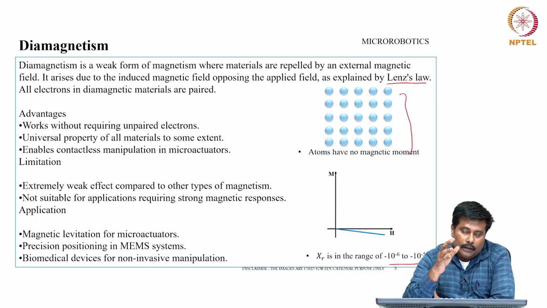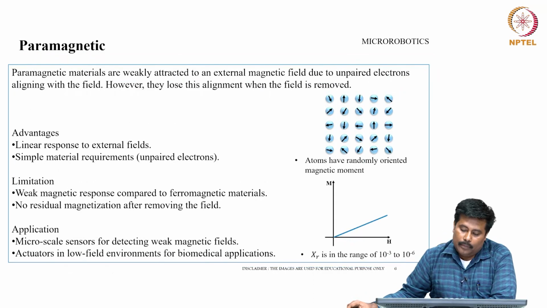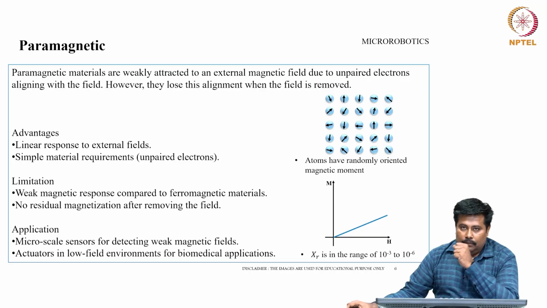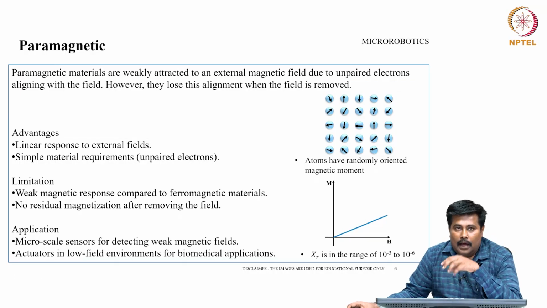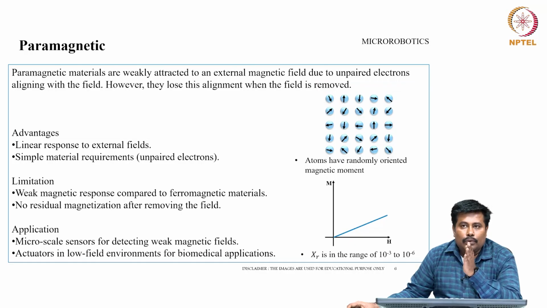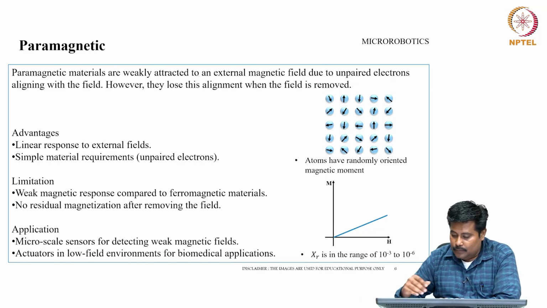So, in the case of a biomedical application, magnetism is considered to be a promising one, and diamagnetism has a direct relevance towards biomedical related applications. Now, let us talk about the paramagnetic system. These paramagnetic materials are weakly attracted to an external magnetic field due to unpaired electrons aligning with the field. However, they lose this alignment when the field is removed.